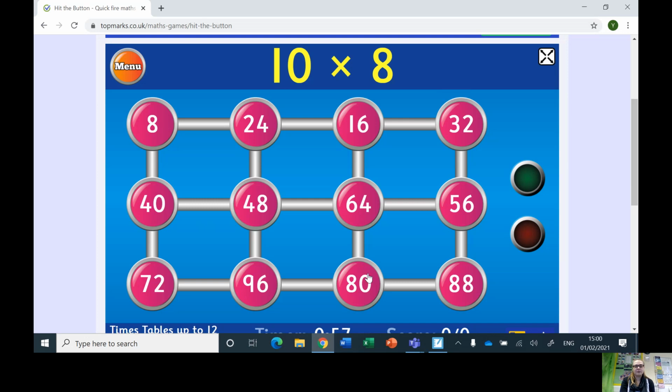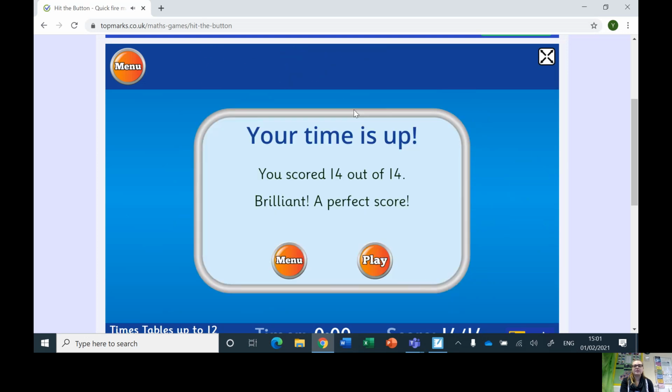10 times 8. 2 times 8. 12 times 8. 6 times 8. 4 times 8. 5 times 8. 7 times 8. 4 times 8. 5 times 8. 12 times 8. 9 times 8. 4 times 8. 6 times 8. 1 times 8. 2 times 8. Oh, 14.